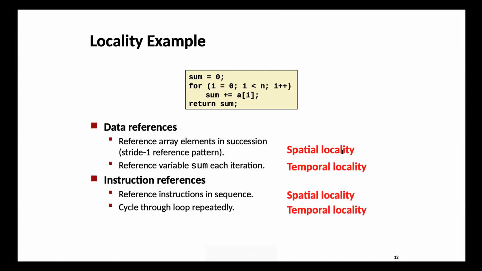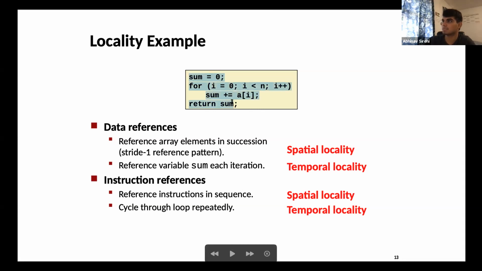So here's just an example. In this piece of code, let's say we have a sum starting at 0 and then a for loop, which runs from 0 to n, and we just add up all the elements of the array A and return the sum. Referencing the array elements in succession is a form of spatial locality because the elements are all around each other. And referencing the sum variable each time we do the addition, and also when we return, is an example of temporal locality.